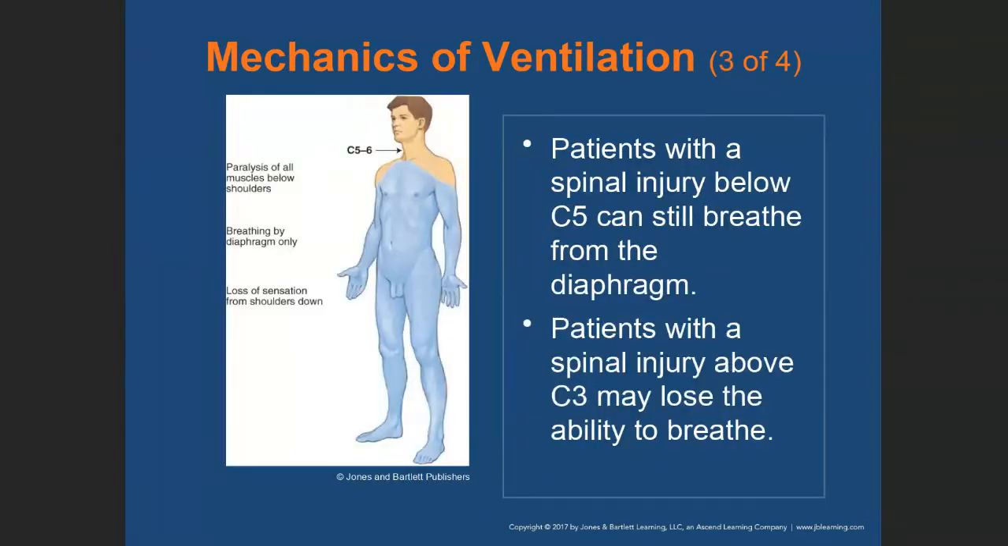Now, patients with spinal injury below C5. Well, the first thing to note is if the spinal injury is between C3 and C5, the patient can lose their ability to ventilate. So between C3 and C5, the phrenic nerve originates, and that goes to the diaphragm. So between C3 and C5, that keeps the diaphragm alive. So if the injury is below C5, they can still use the diaphragm. Patients with a spinal injury above may lose their ability to breathe. So if it's above C3 or between C3 and C5, they can lose their ability to ventilate.